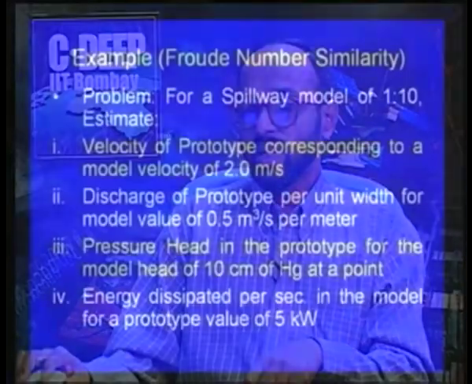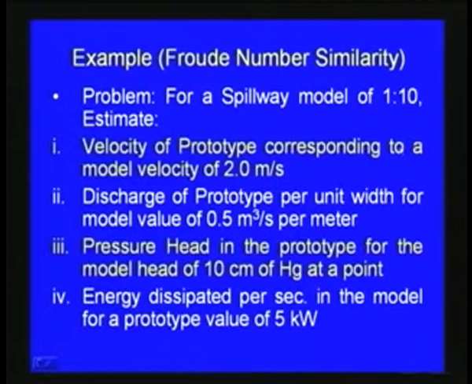Here the problem is: for a spillway model of 1:10, estimate the velocity of the prototype corresponding to a model velocity of 2 meter per second, the discharge of the prototype per unit width for a model value of 0.5 cubic meter per second per meter, the pressure head in the prototype for a model head of 10 centimeter of mercury at a point, and then the energy dissipated per second in the model for a prototype value of 5 kilowatt.